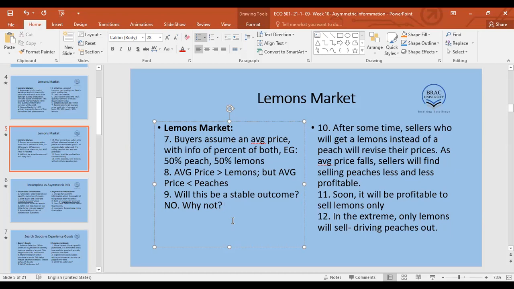So if the buyers are offering 500 taka, because they cannot credibly identify which is a good quality and which is a bad quality, then automatically bad quality products will drive out good quality products. In the extreme, only lemons will be sold. So if there is asymmetric information, then in this market, the bad quality products will drive out the good quality products.